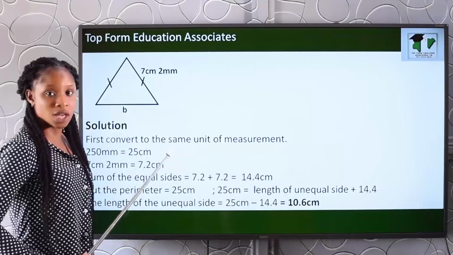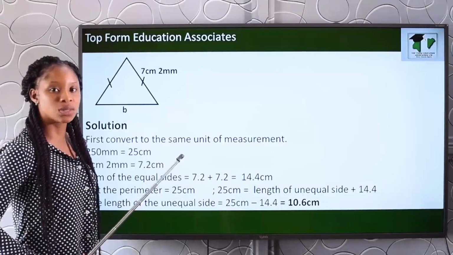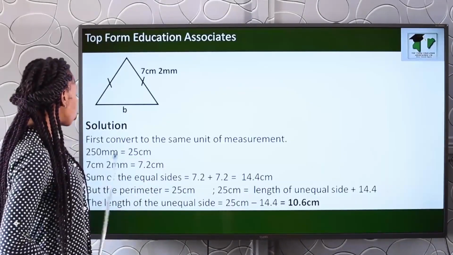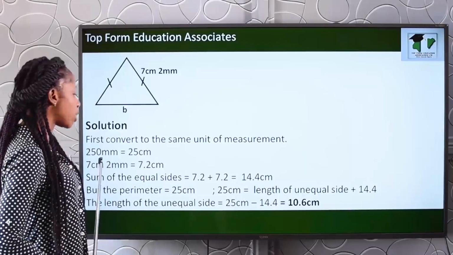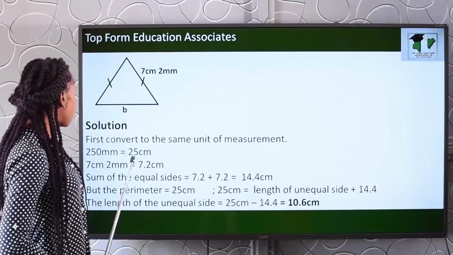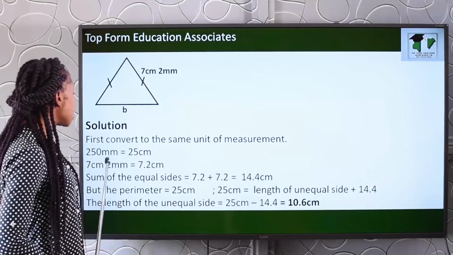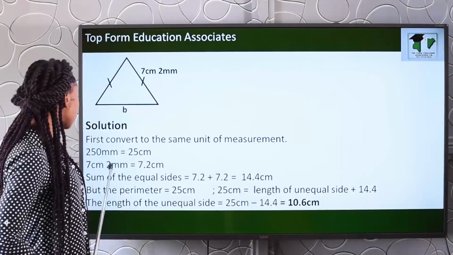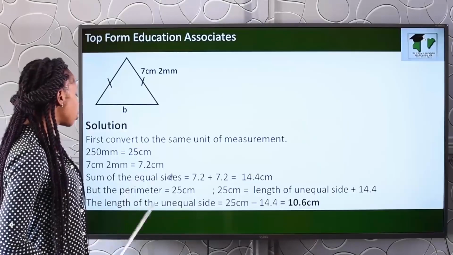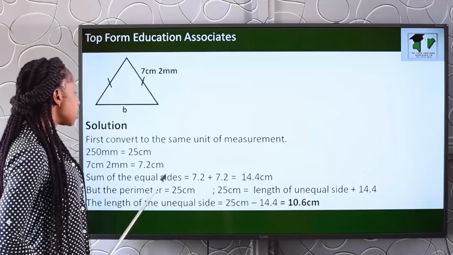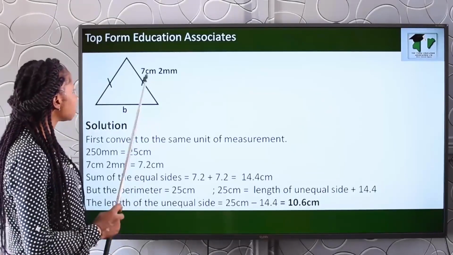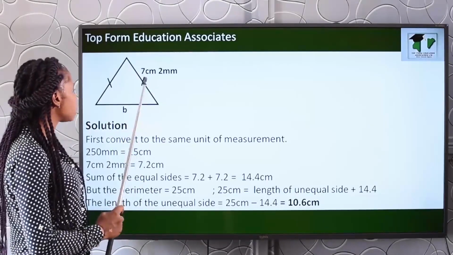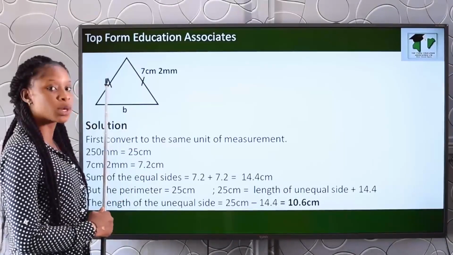So first of all, as usual, we equalize all the units. We make them the same. So in converting millimeters to centimeters, we divide by 10. 250 millimeters now becomes 25 centimeters, and 7 centimeters, 2 millimeters now becomes 7.2 centimeters. Now the sum of the equal sides: remember I said that if this part is 7.2 centimeters, this part also will be 7.2 centimeters.